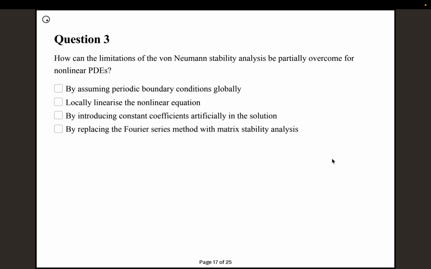This also we discussed: how can the limitations of von Neumann stability analysis be partially overcome for nonlinear PDEs? Whenever we have a nonlinear PDE, we have to locally linearize the equation and then extend the analysis to the linearized form.